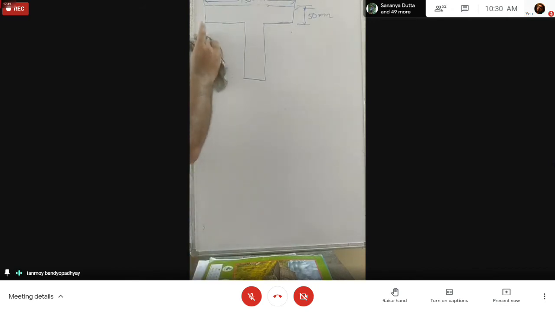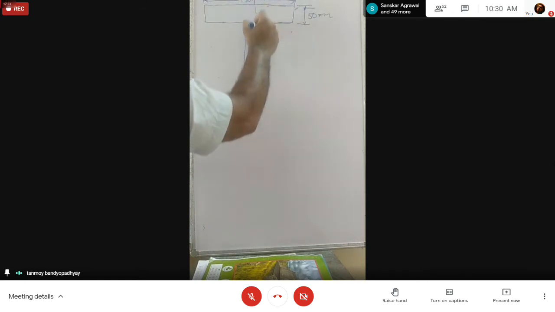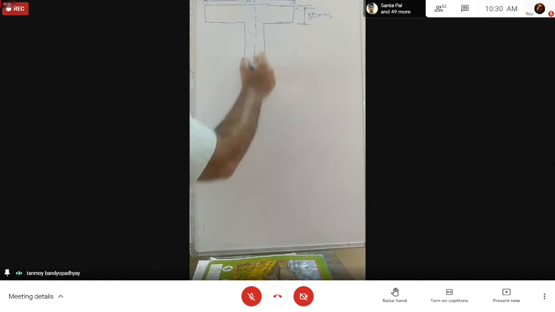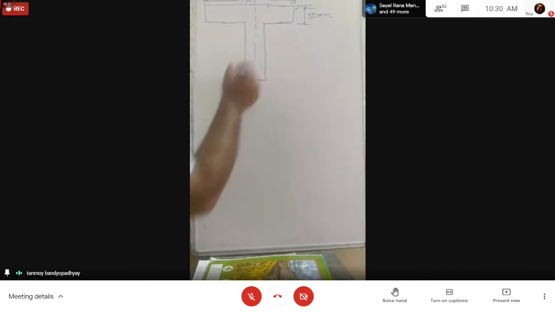For the L section, it's much more difficult, but for the T section, at least you can say that since it's symmetrical about the y-axis, the centroid will lie somewhere on the y-axis.